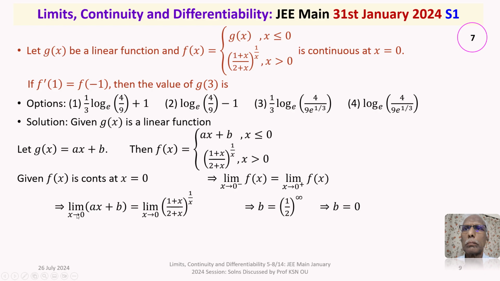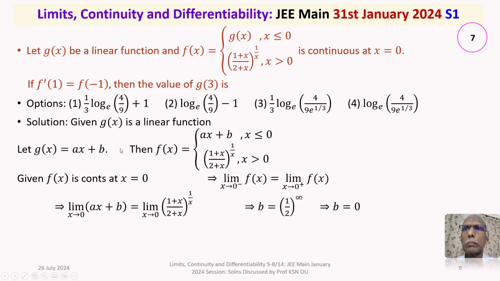Right. So the limit as x tends to 0 of ax plus b is b only, because it is a polynomial. And the limit as x tends to 0 of (1 plus x by 2 plus x) to the power of 1 by x is 1 by 2 to the power of infinity, and 1 by 2 to the power of n tends to 0 as n tends to infinity. So it will be b is equal to 0.